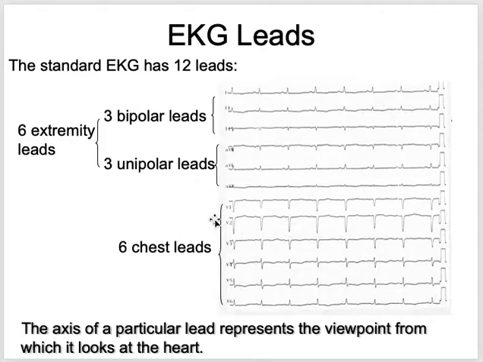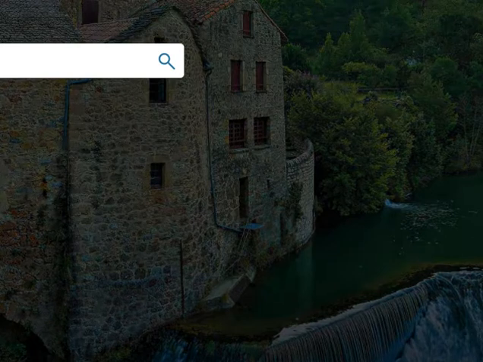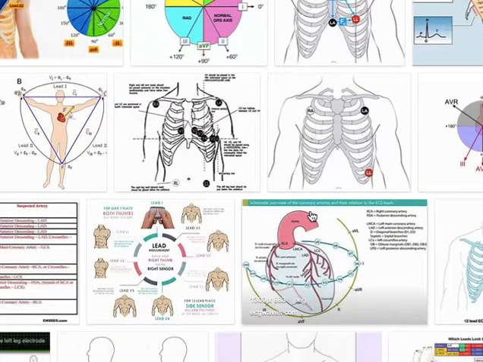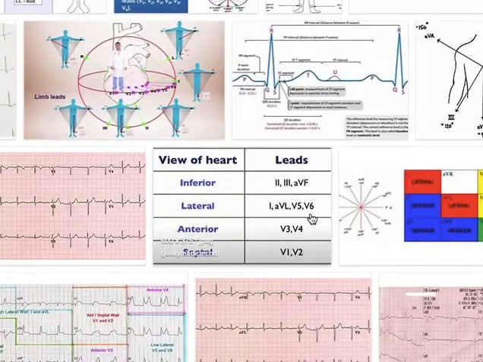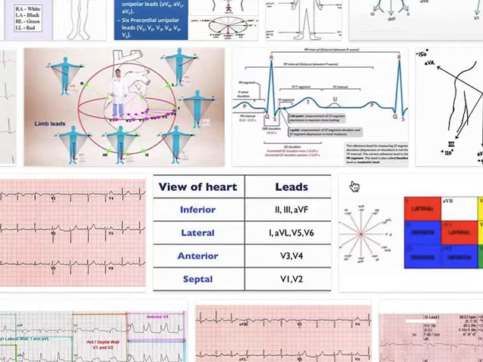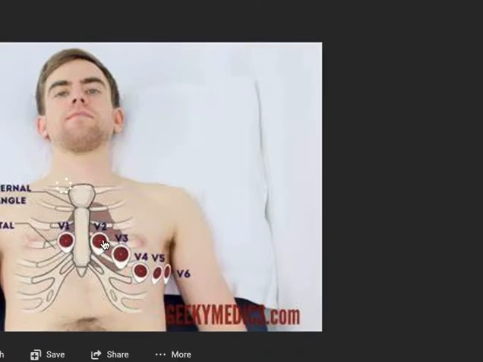Now, to show you how they are placed, the leads look like this. These leads are put on the heart in this manner. I'm talking about the chest leads, V1, V2, V3, V4, V5, and V6. And each chest lead looks at the heart from different sides.